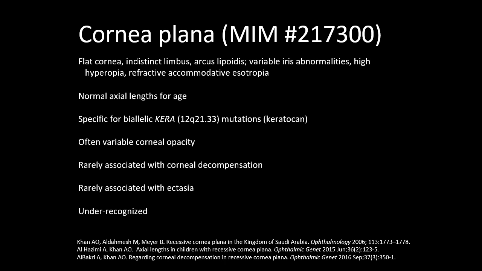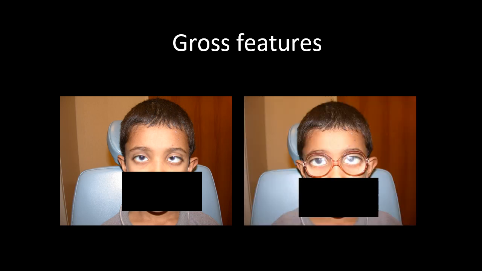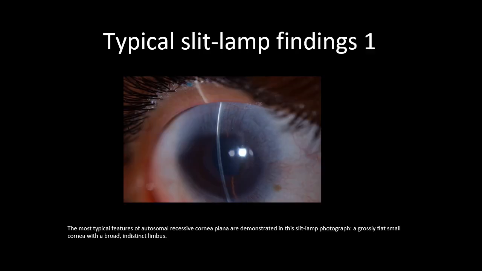What I really like to highlight in this presentation is that even though cornea plana is one of the few pathognomonic phenotypes in ophthalmology, it is under-recognized. When seen from a distance, these children have small appearing eyes and esotropia, typically. And when we give them their usual hyperopic correction, the eyes straighten because they have refractive accommodative esotropia. When we zoom in with the slit beam, we see pathognomonic features: small flat cornea, indistinct limbus, arcus lipoides.